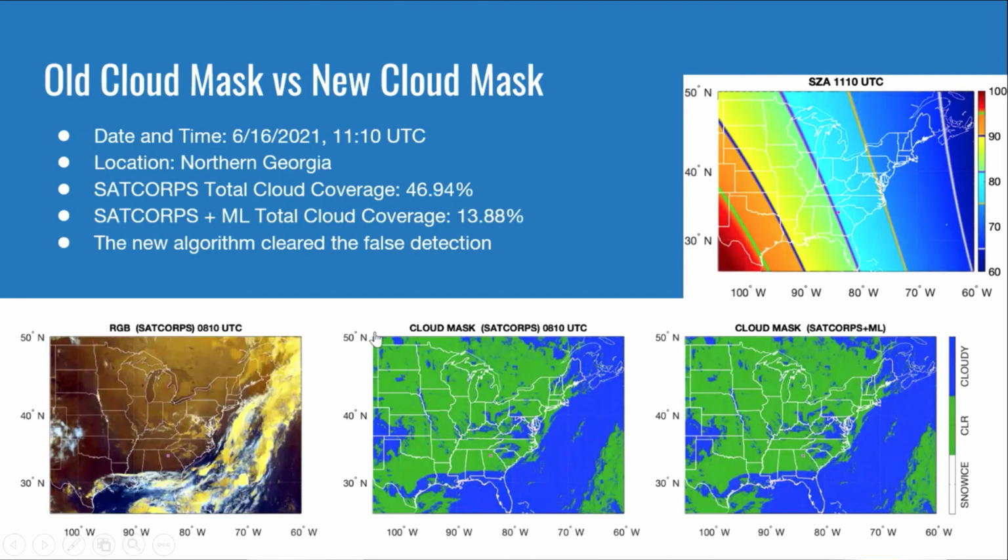So the last one we're going to look at is a case in northern Georgia. Initially, where the citizen is located, there's about a 47% cloud cover reported. And with our new machine learning algorithm, it's about 13.9%. So this could have cleared up all the false cloud detection. There could just be some low level or high level clouds that we're not seeing, but it cleared up most of it.